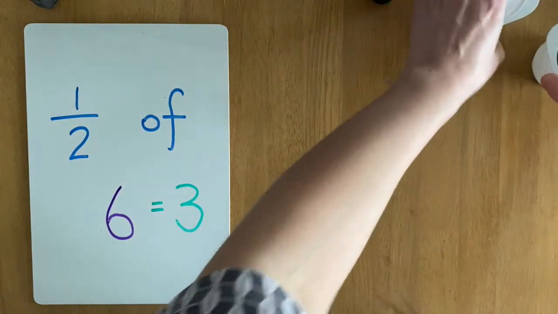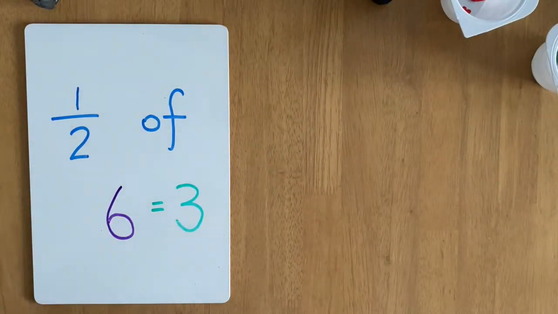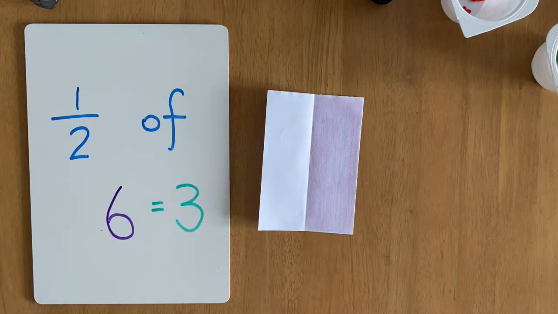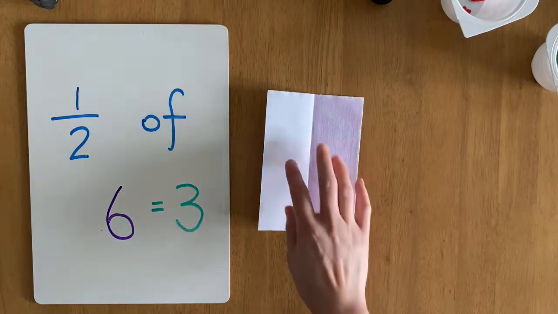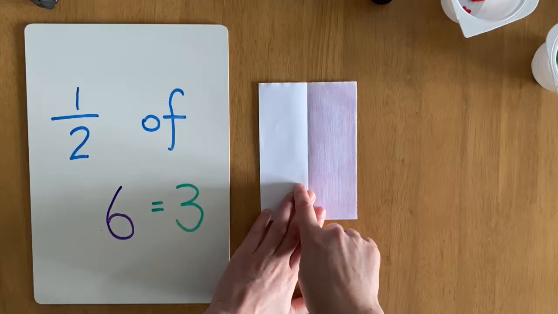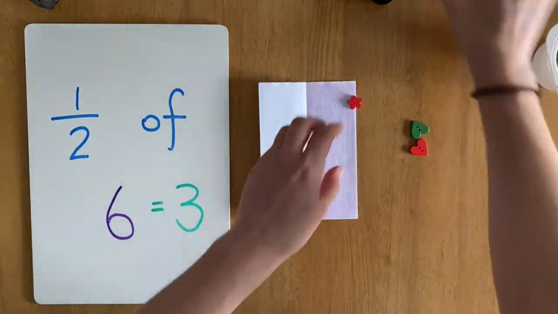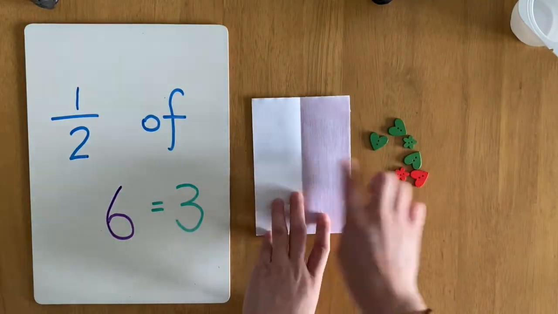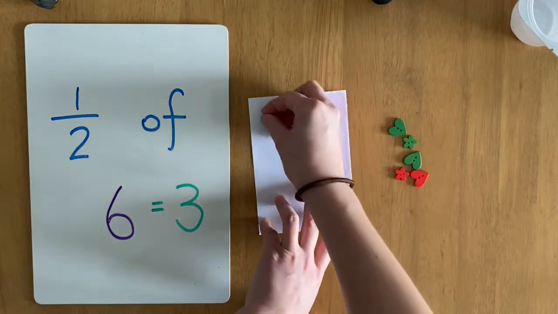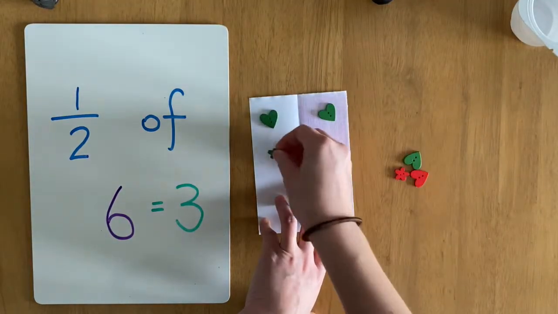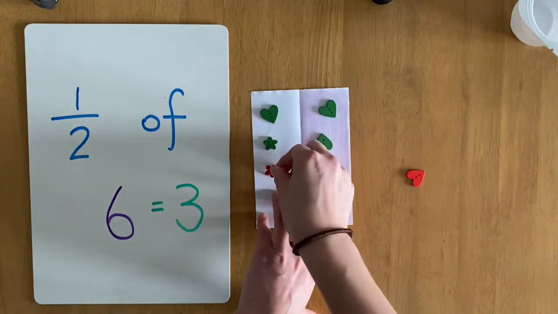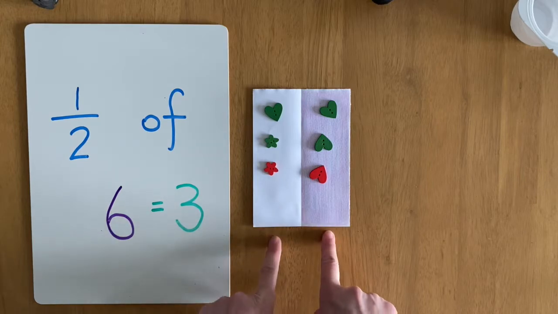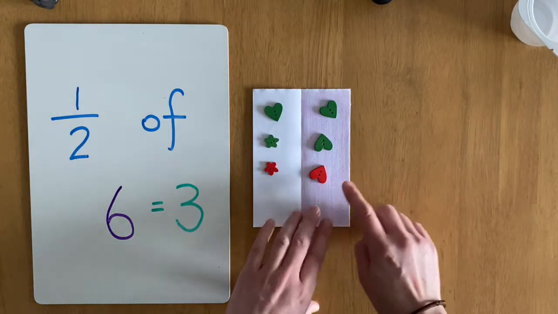The other way for you to see it is to do it this way. So I'm going to get a shape. Excuse me. So here is a shape that shows 1/2. And I'm going to get my objects out again. So I've got my 6 objects. And I'm going to split them in half. So 1 here and 1 here. 1 here, 1 here, 1 here, 1 here. We split it into 2 equal parts and we hold, or we color in, one of those parts.